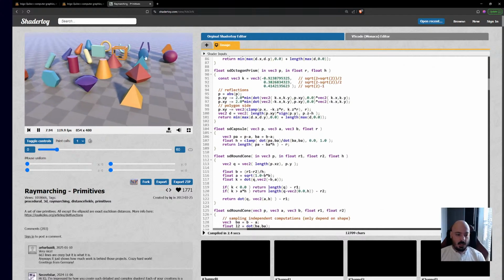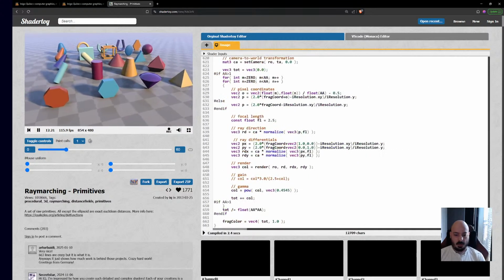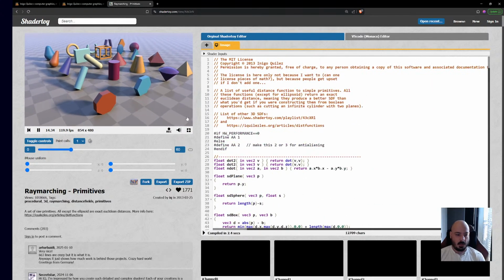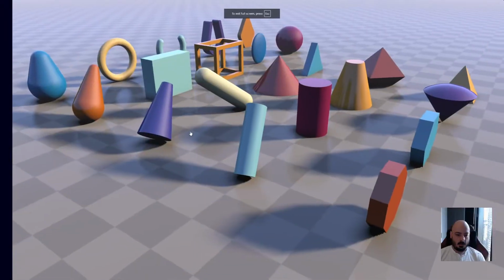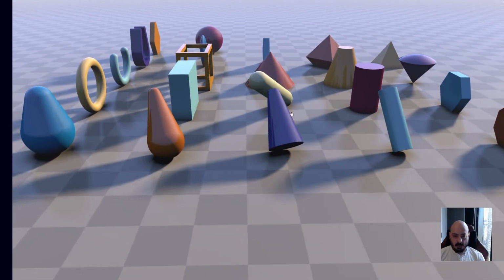None of these shapes have any geometry. There's no vertex shader. There's no vertices at all. This is just one big fragment shader here, as you can see. This is the code, and then, I mean, look at that. It's got shadows, it's got reflections, it's got specular lighting.